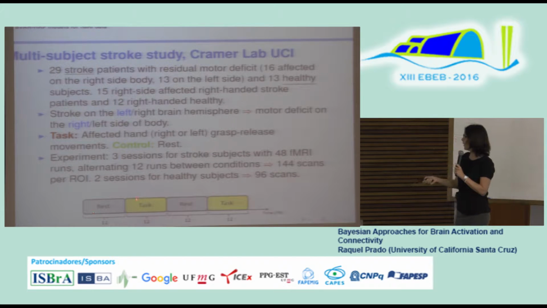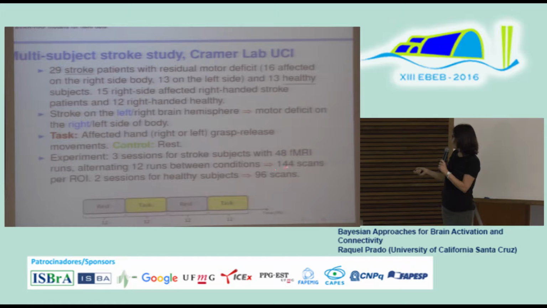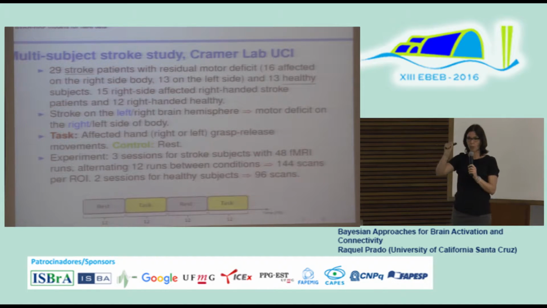They ran 3 sessions for the stroke study, for the stroke subjects, sorry, with 48 fMRI runs, and they had 12 runs alternating within conditions. So they started with the rest, then they did 12 with the task, and then 12 resting, and so on. And this results essentially in 144 scans per region of interest. As I said before, in this data, we are not working with a full image. We are working with specific regions that were selected by the neuroscientists. And I'll talk a little bit about that.